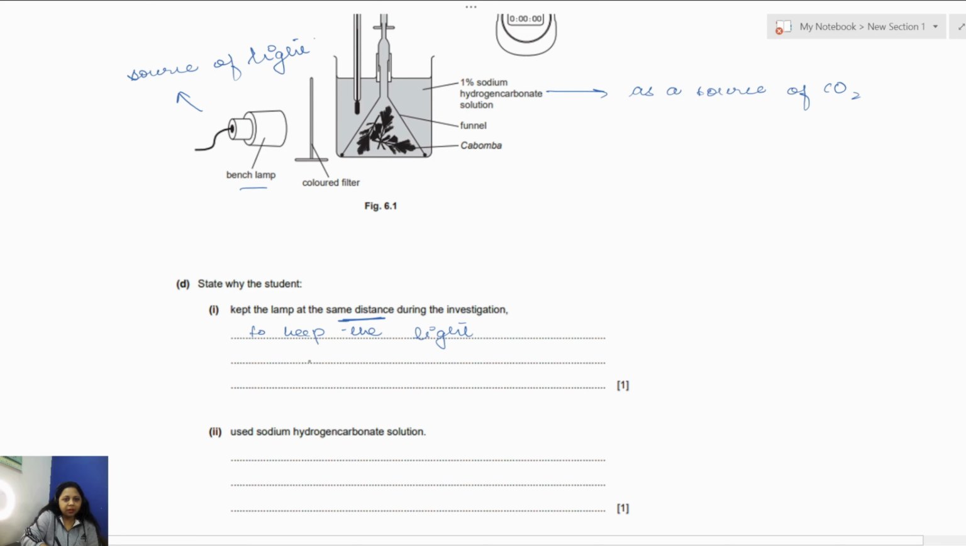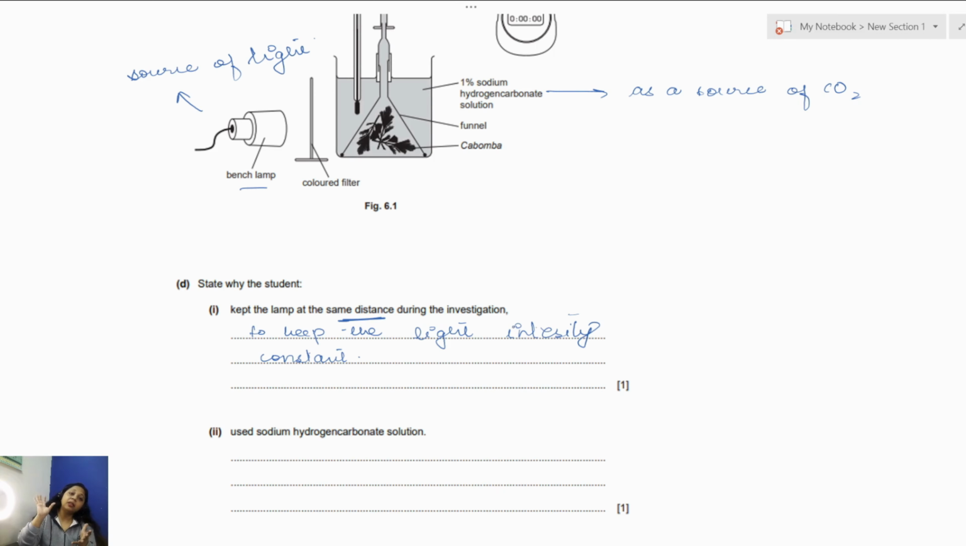No, we are on the same experiment. We are changing only the type of light, not the light intensity. So the light intensity would be constant. There are two things related to light. One is wavelength, other is intensity. Wavelength depends on color, whether you're using blue, green, yellow or red. Intensity depends upon the distance.